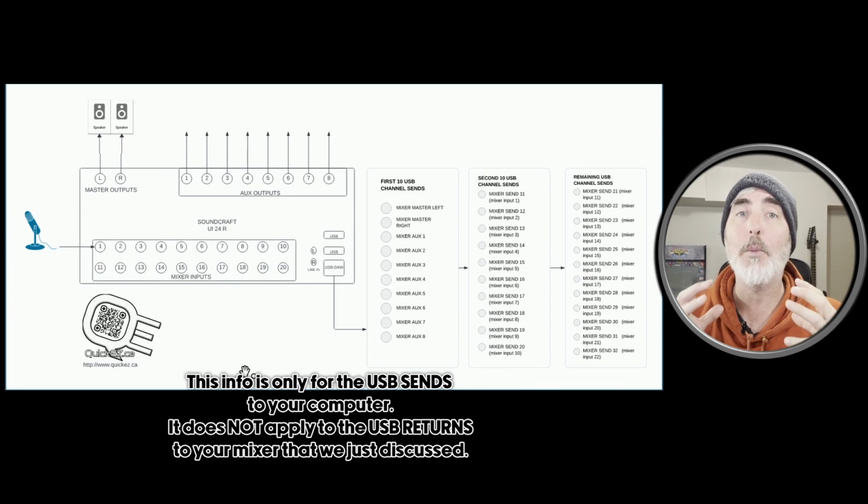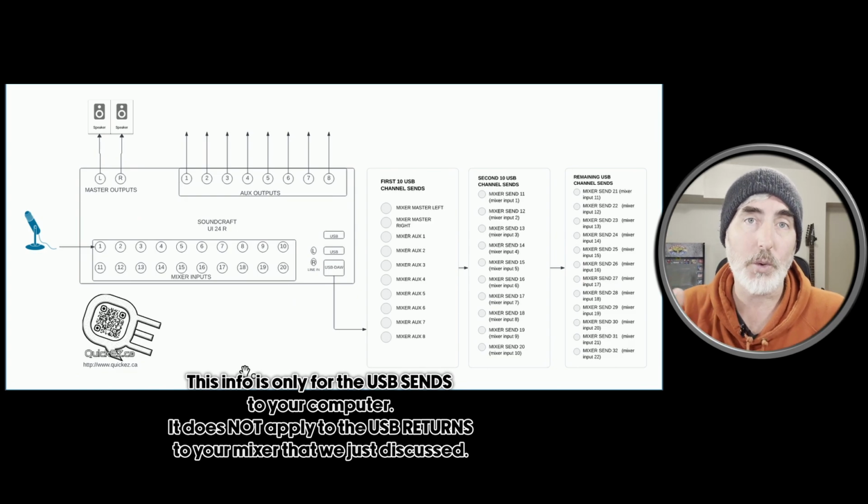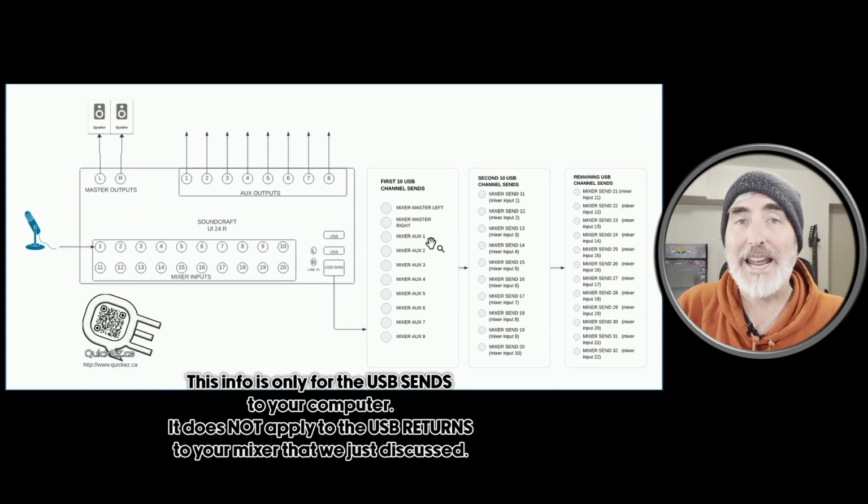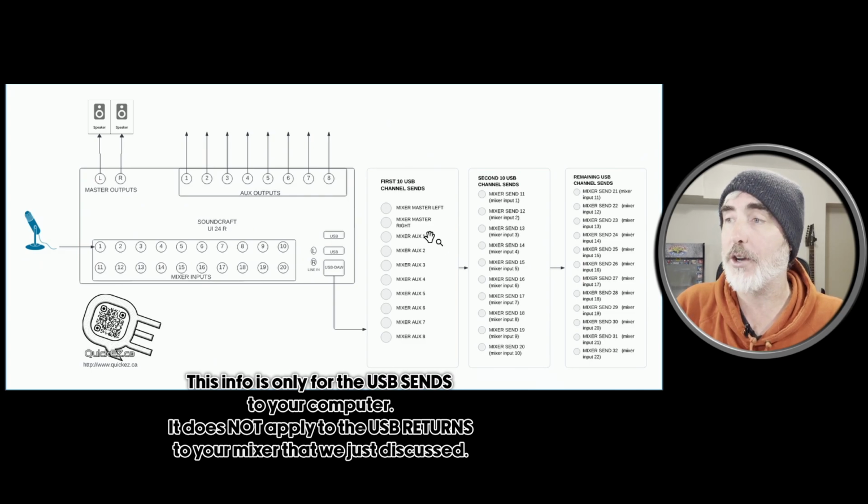So you can send a whole mix if you want to on USB 1 and 2 out to OBS or to anything else you want. The next 8 channels are assigned to the AUX outputs of your mixer. So channel 3 is AUX 1 and channel 10 is AUX 8. Everything in between are the other AUXes.